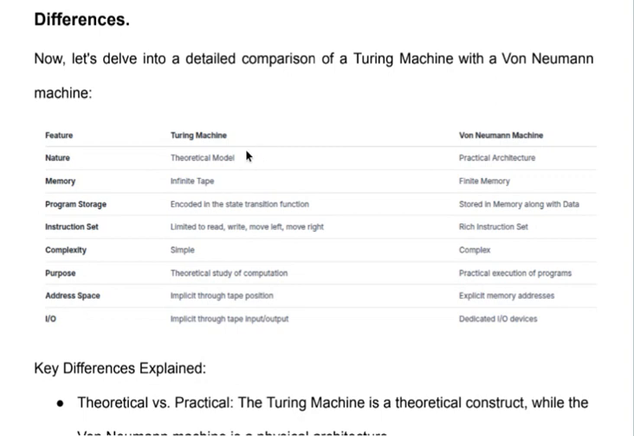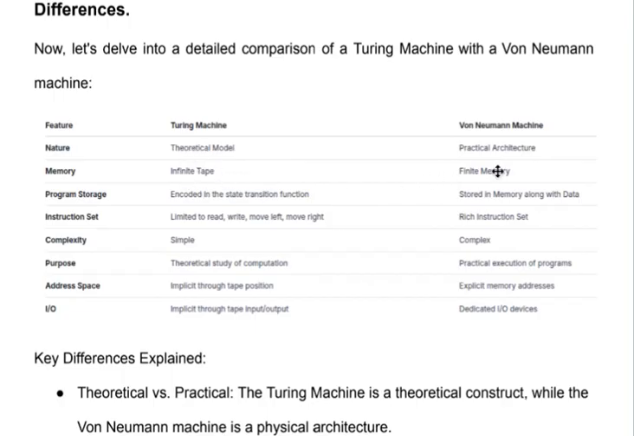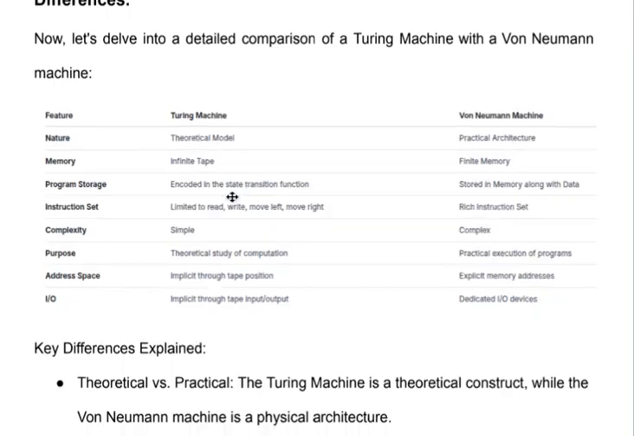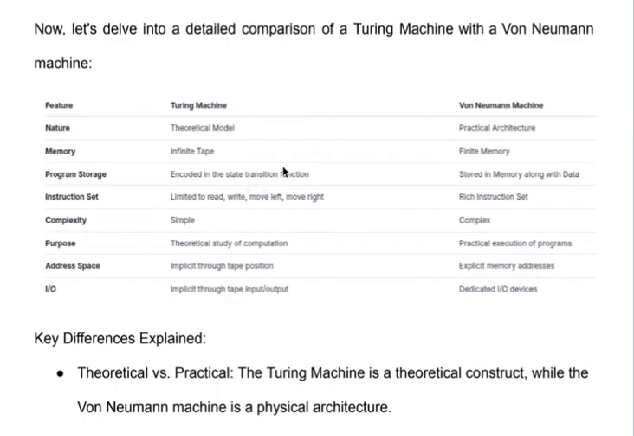Key differences explained. Theoretical versus practical. The Turing machine is a theoretical construct, while the von Neumann machine is a physical architecture. Memory. The Turing machine has infinite memory, whereas the von Neumann machine has finite memory. This is a fundamental limitation of real-world computers. Program storage. In a Turing machine, the program is encoded in the state transition function. In a von Neumann machine, the program is stored in memory alongside the data. This allows for greater flexibility and programmability.